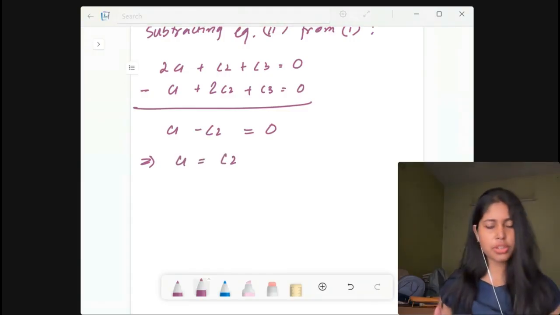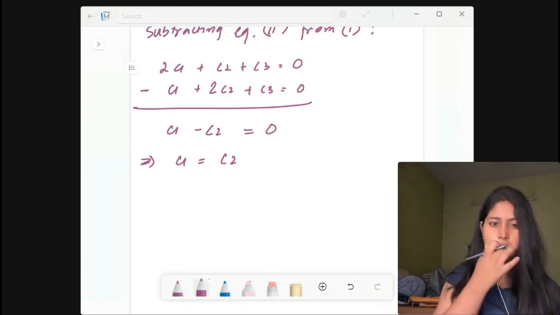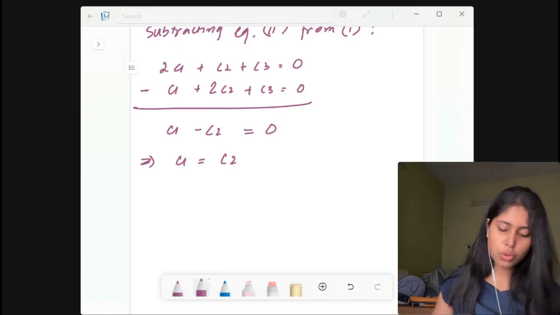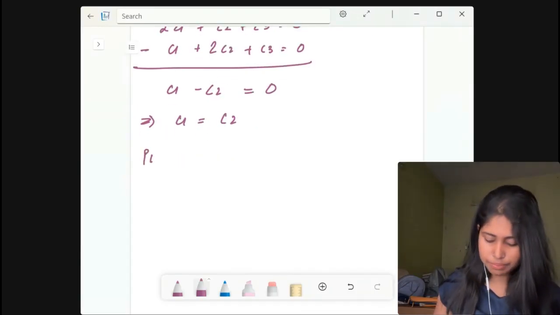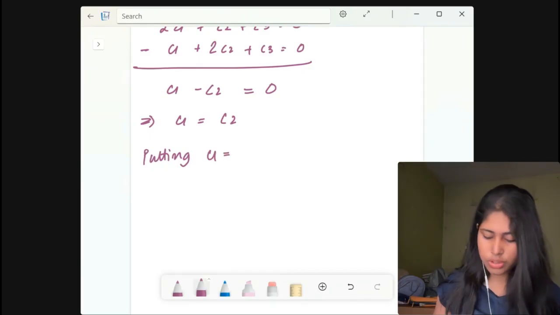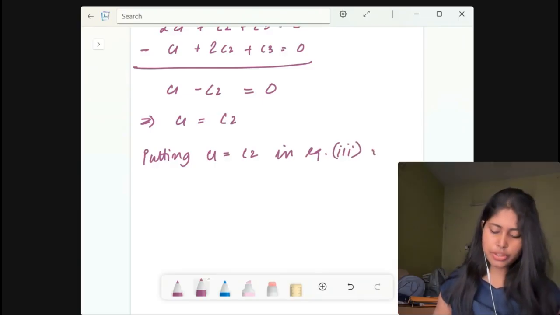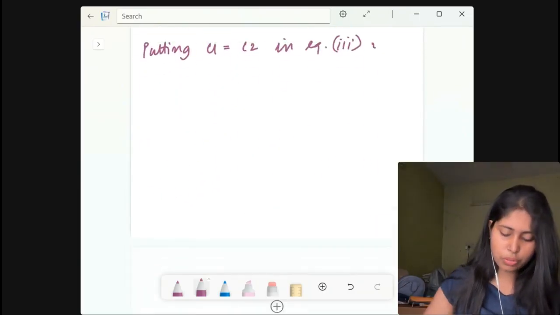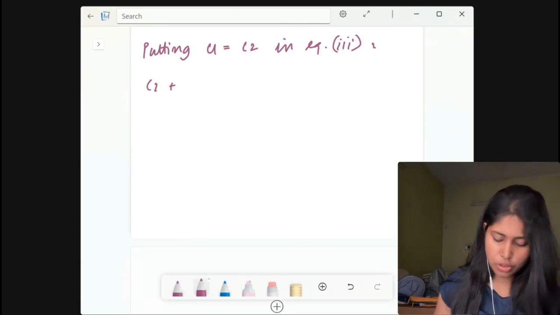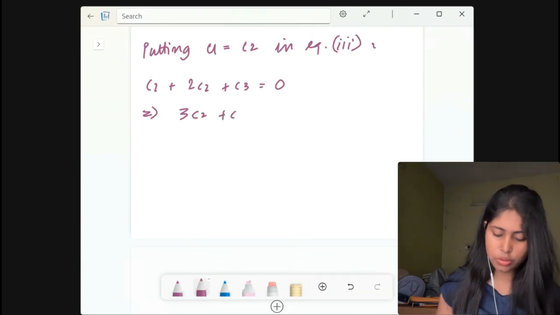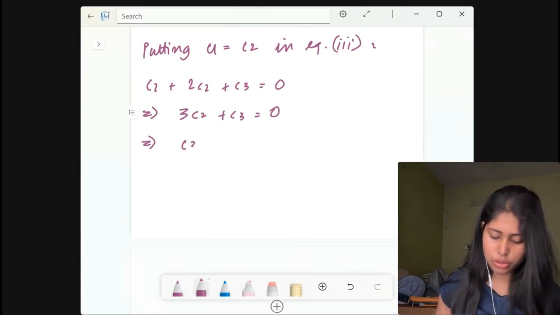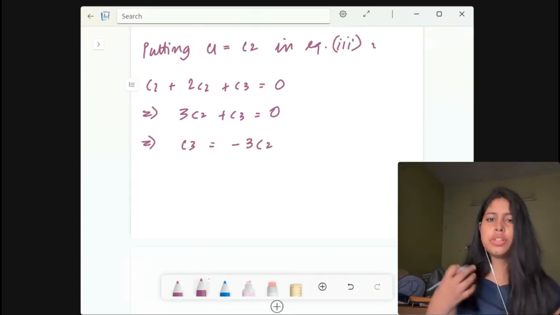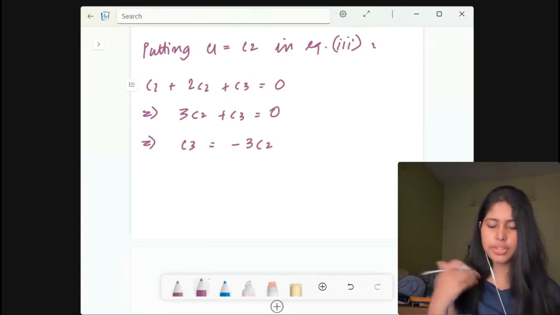Now we need another equation, what is the relation between C1 and C2 with C3, okay? So now, putting C1 is equal to C2 in equation 3. Now what was equation 3? C1 plus 2C2 plus C3 is equal to 0, right? So let us put that C2 plus 2C2 plus C3 is equal to 0. So 3C2 plus C3 is equal to 0. Therefore, C3 is equal to minus 3C2, right? So this is the relation between C1 and C2 with C3, right?